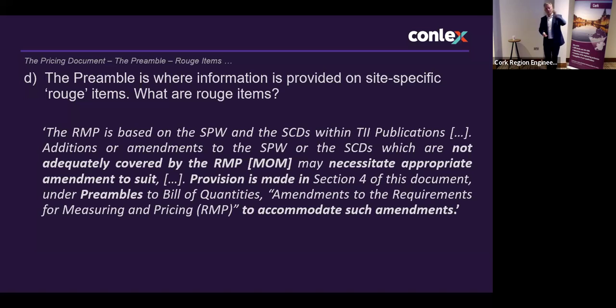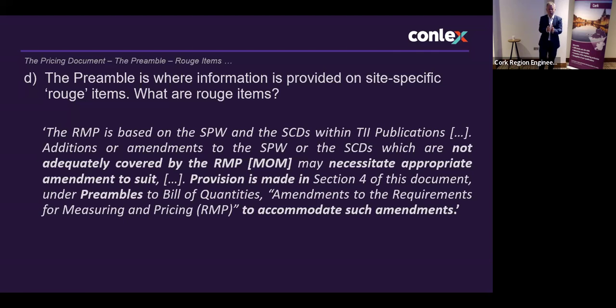This is hugely important. I'm conscious that this is probably a small bit heavy going, but just bear with me a second. The preamble is where information is provided on site-specific rogue items. What are site-specific rogue items? I won't read that out, but I'll just try and explain it. The TII method of measurement, our publications tell us that when they were putting together their method of measurement, they based it on the standard TII specification, and they based it on the standard TII construction details.